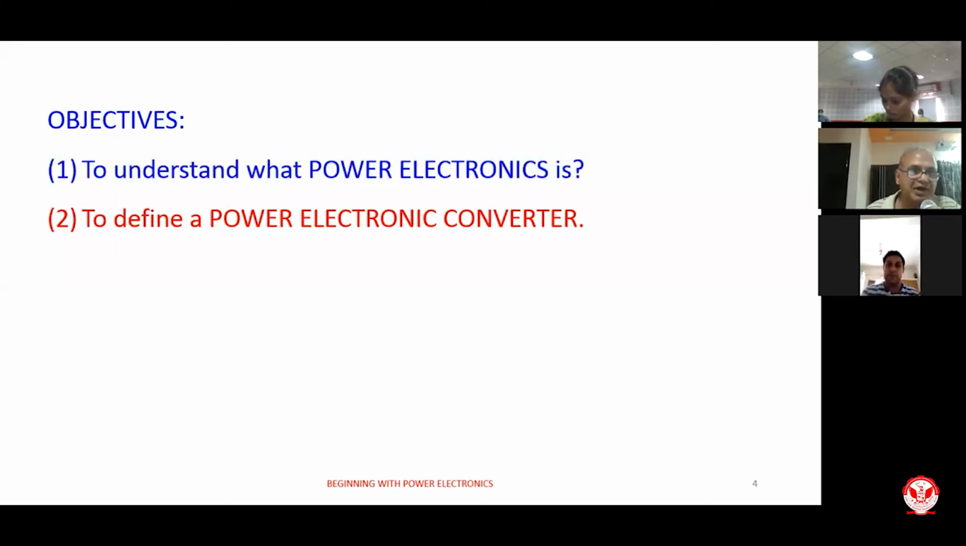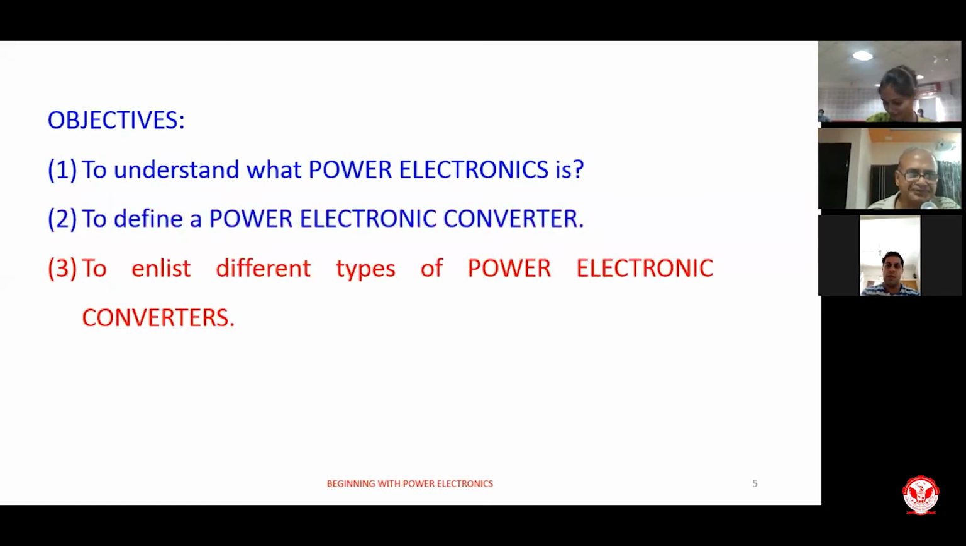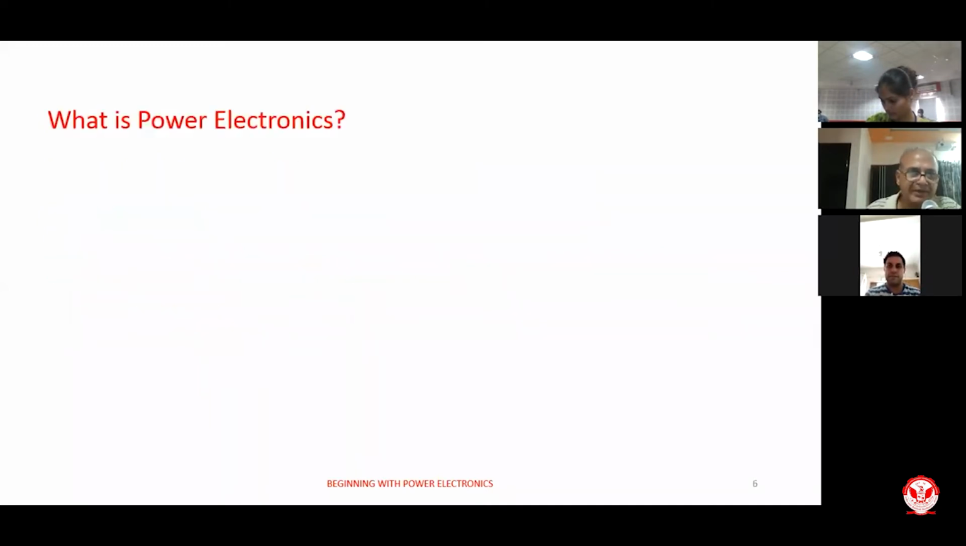Next is how to define a power electronic converter. With the help of this, we will again substantiate why our power electronic converters are different from general electronic equipment. And then, to analyze different types of power electronic converters. It's quite a standard thing which we have been teaching in classes for several years. I will just recap that part.